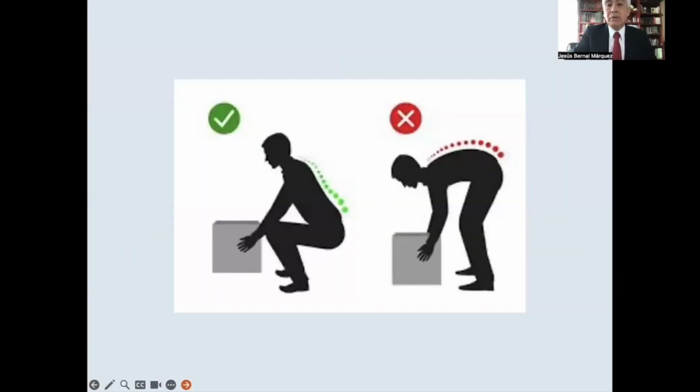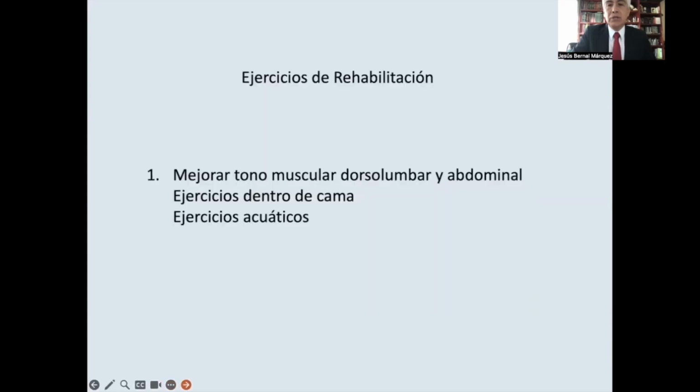You have to know how to lift objects from the floor. Never in this way. Remember the intradiscal pressure that is generated, always bending the knees and the object as close to the center of our body as possible, as we also discussed in biomechanics. Rehabilitation exercises all carry the idea of improving muscle tone in both the posterior region and the anterior region. The exercises can be done even in your own bed. You can even do some water exercises.